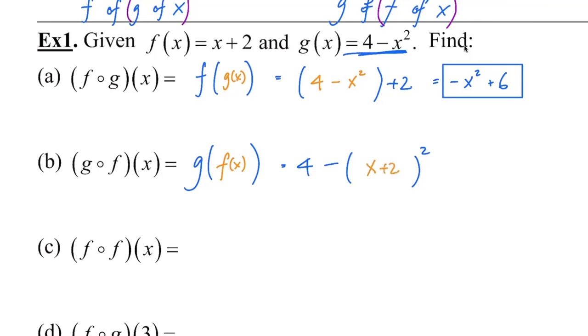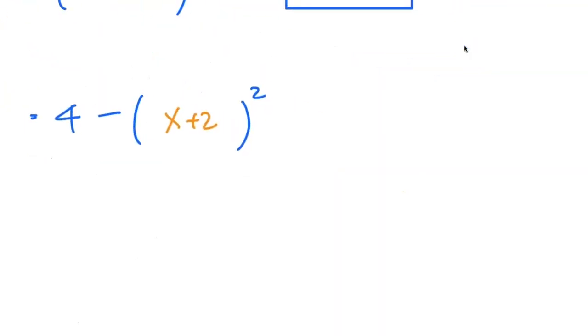Okay. So now, should we expand? Should we do the FOIL to expand the x plus 2? Okay, I would say, well, I can actually see the like term forming, because there's a 4 right here. And after you do the FOIL, you expect to see a constant term. So in this case, let's go ahead and FOIL this, because we anticipate some combination of like terms.